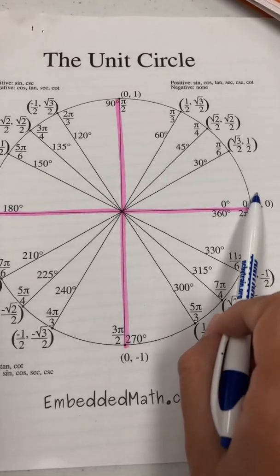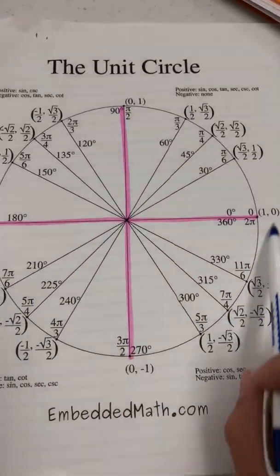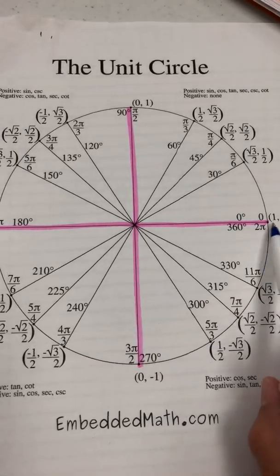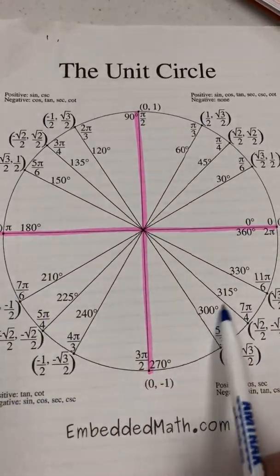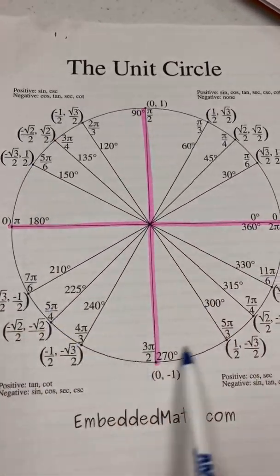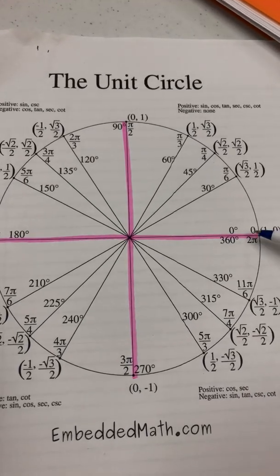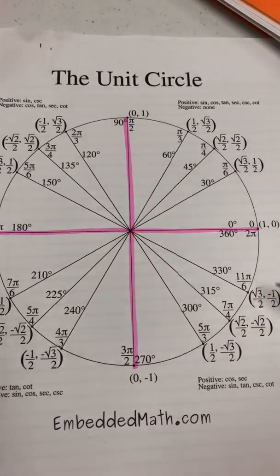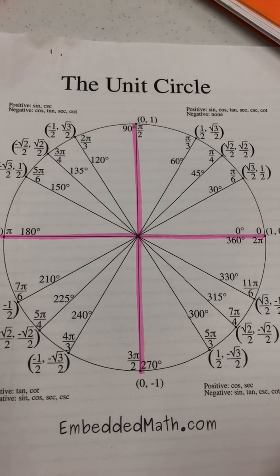So remember, if you've got a positive angle, you're going to rotate around counterclockwise this way, just like the quadrants go: quadrant 1, 2, 3, 4. But if you have a negative angle, that just means you're rotating the opposite direction, clockwise.